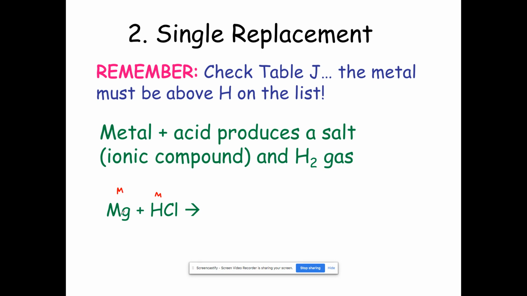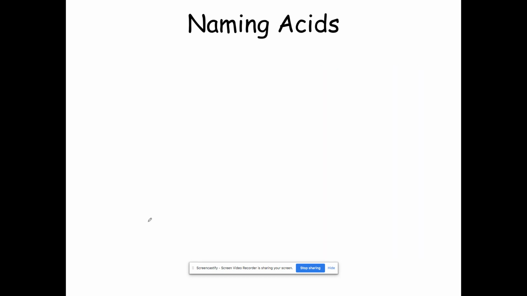So is magnesium higher than hydrogen on table J? It is, which means hydrogen gets bumped out. Oh wait, alone, it must be diatomic, H2. And then we've got Mg plus 2, Cl minus 1, and then balance her out. So here we go. So that's a specific acid-base reaction.